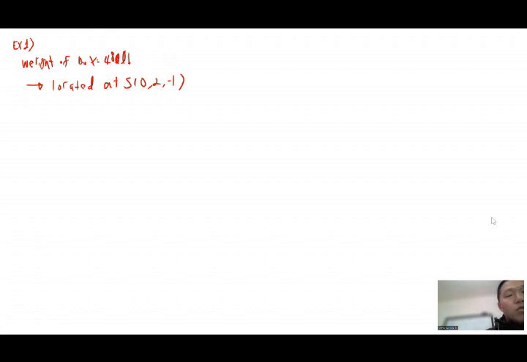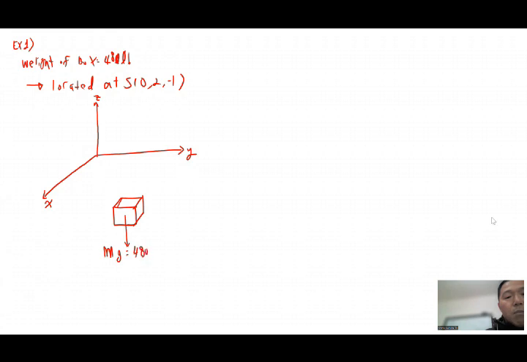Let me draw the picture in 3-dimensional space. You have X, Y, Z axes, and the box creates a gravitational force mg, which is 480 pounds. That is vector W.